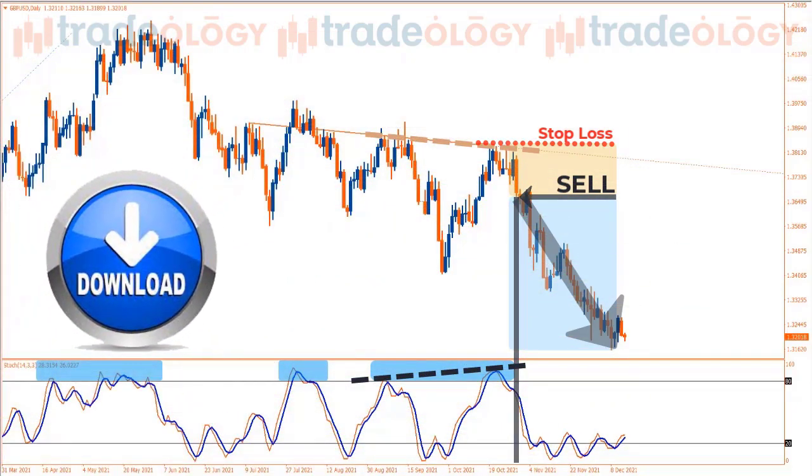And here are other examples of the stochastic oscillator trading to fully understand this wonderful indicator and to make the most out of it.